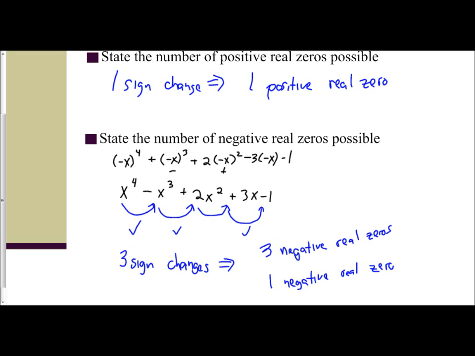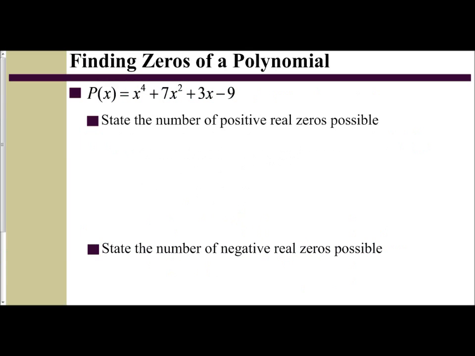So the possible number of positive real zeros is 1. We can't go less than that by an even number because we get into the negatives. The possible number of negative real zeros is 3 or 1. And we'll try this one last time. And this one's really cool.